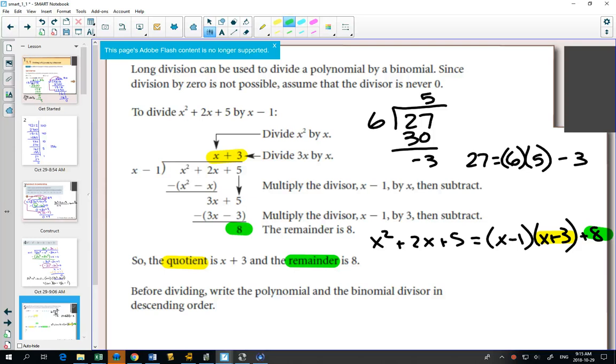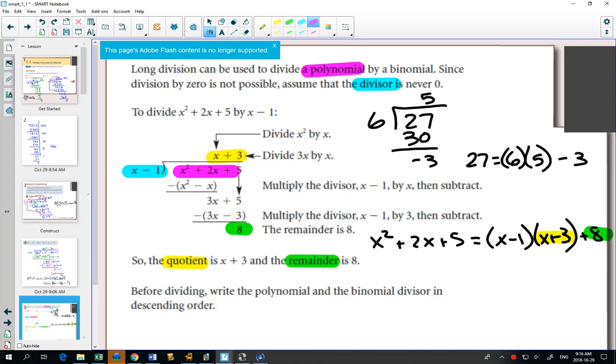Oh, they do have another definition. I've got more highlighters. This part, well, they don't really, but we call that the divisor, so I'll highlight that. And we call this part our polynomial. So all the definitions are there.